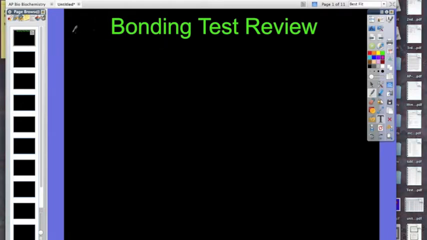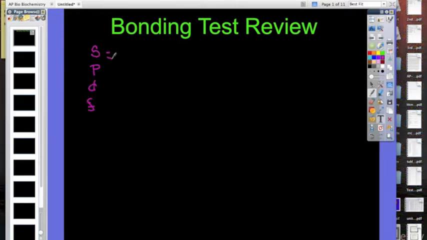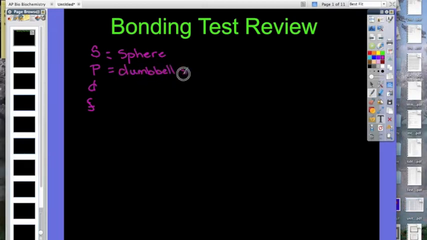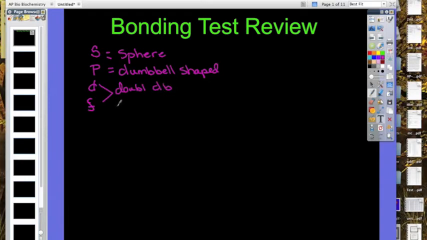Okay. And for electron configuration, you need to remember that there are 4 different types of orbitals. We have S, P, D, and F. An S orbital is sphere-shaped. A P orbital is dumbbell-shaped. And then these two, this one's a double dumbbell. And this one's just really complicated, so we're not going to worry about that one.